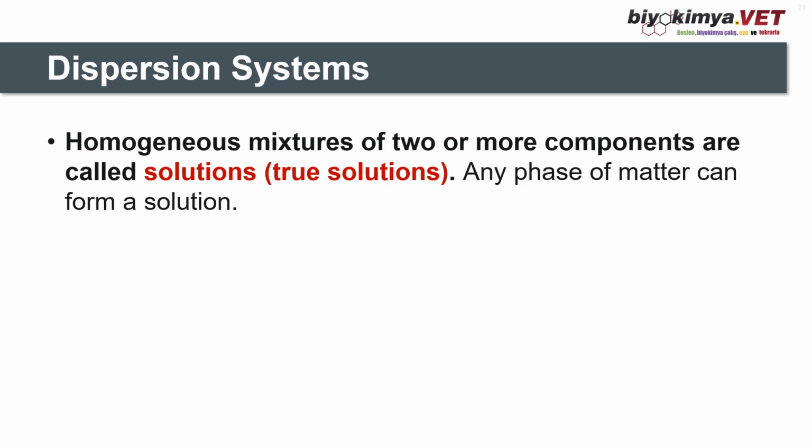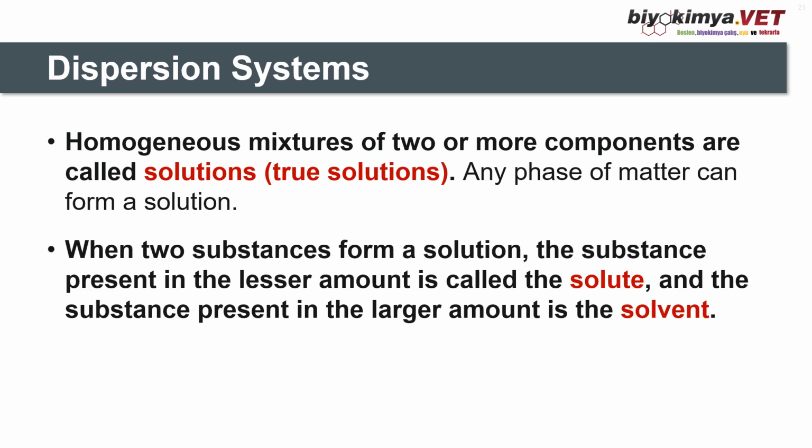Homogeneous mixtures of two or more components are called solutions. So the only true solutions are homogeneous mixtures. Any phase of matter can form a solution. When two substances form a solution, the substance present in the lesser amount is called the solute, and the substance present in the larger amount is the solvent.